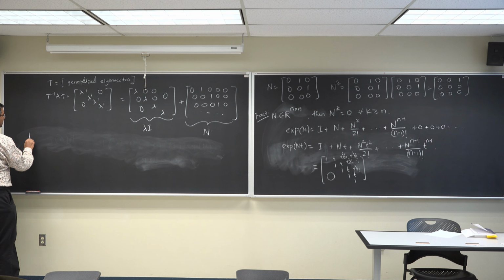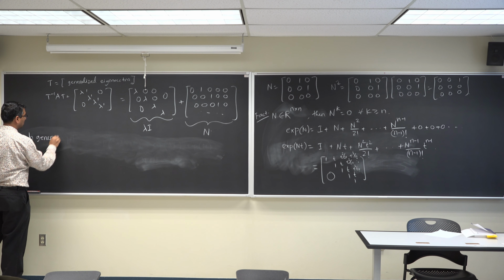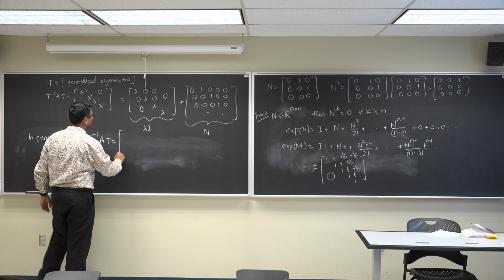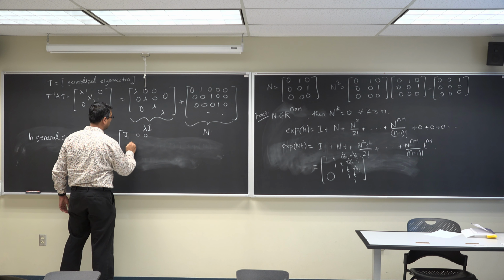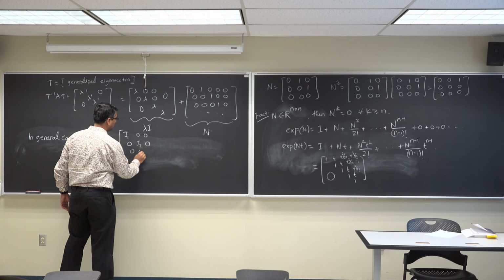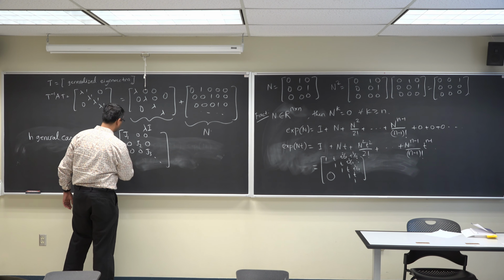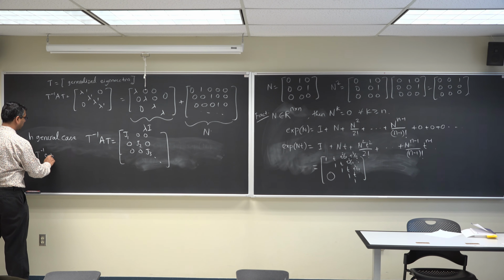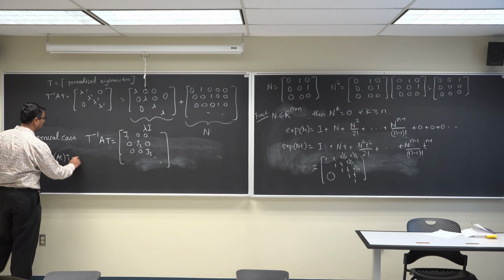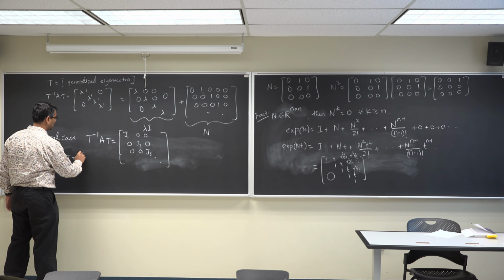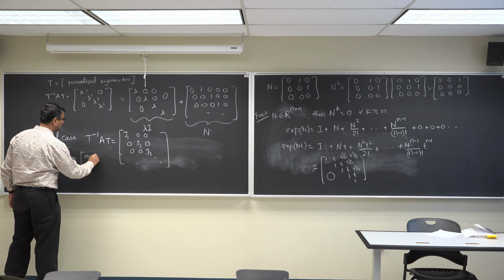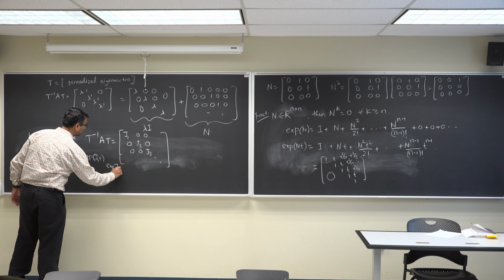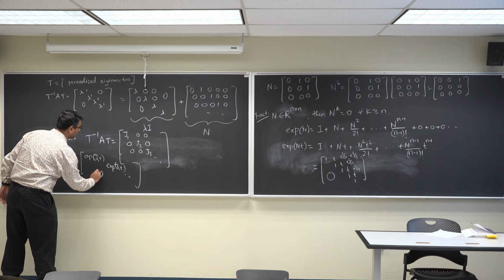So in the general case, you will have T inverse A T equals J1 0 0, 0 J2 0, 0 0 J3 and so on, and T inverse exponential of AT capital T equals exponential of J1 T, exponential of J2 T and so on, 0 0.